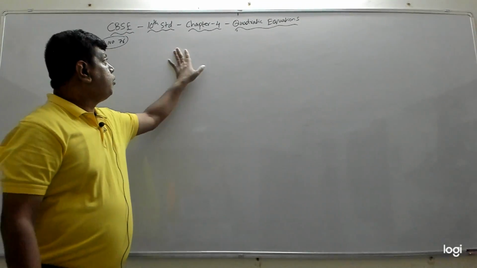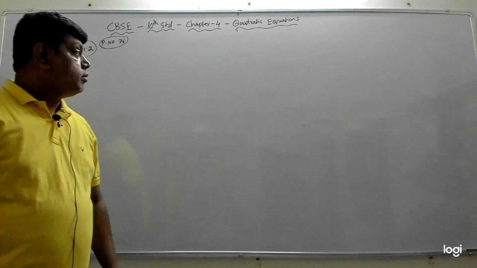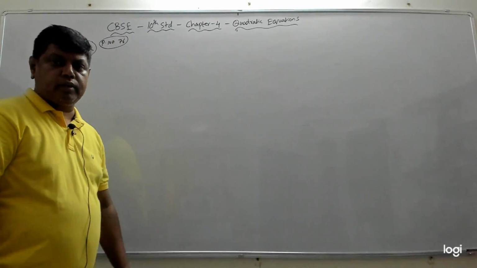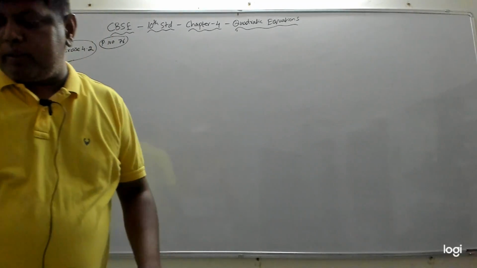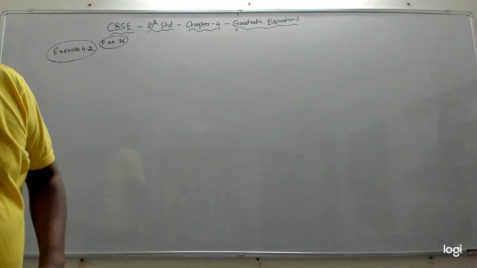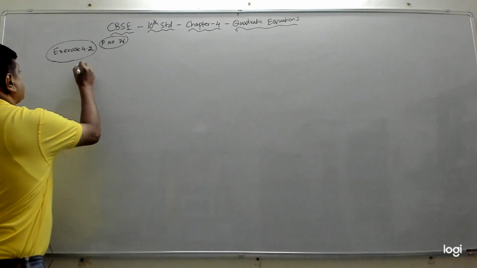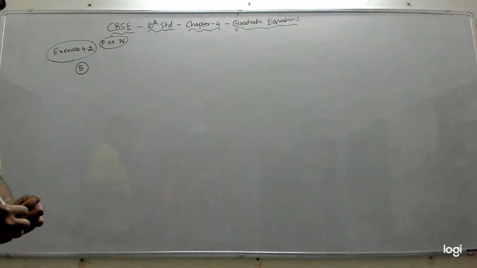In this video, we'll continue with Chapter 4 Quadratic Equation from 10th Standard CBSE Mathematics. We'll continue with exercise 4.2 on page number 76 of your textbook. We'll continue with problem number 5 in exercise 4.2, page number 76.